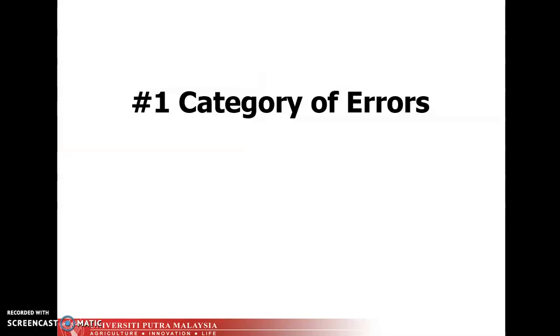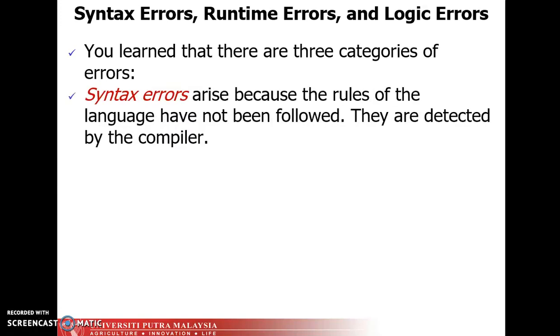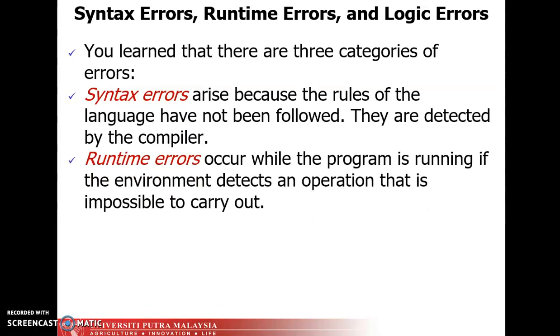Okay, first of all, what is a program error? And how can you describe a program error? And how do you manage and handle the program error? Okay, we will have a look into the categories of error. For your information, in Java programming, there are three categories of program error called syntax error, runtime error, and logic error.